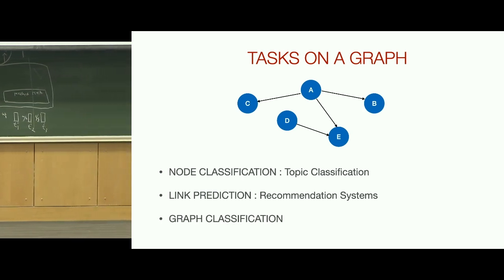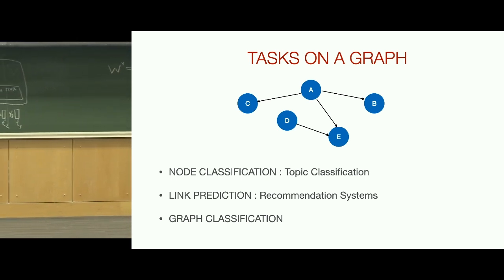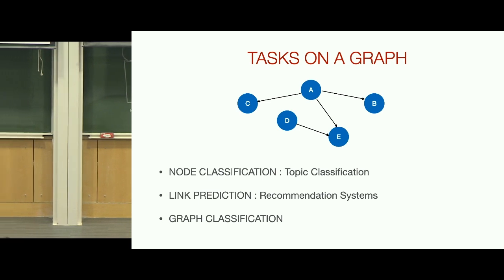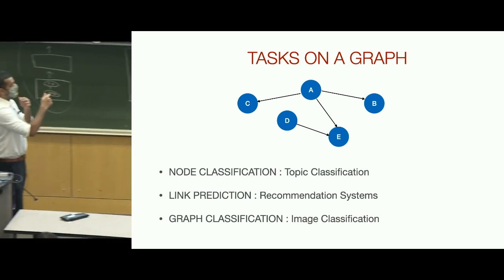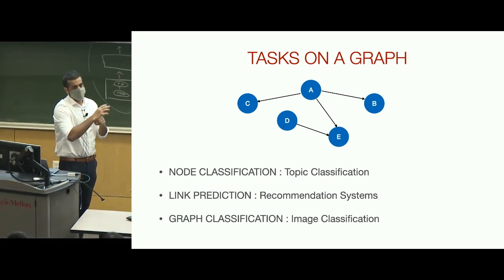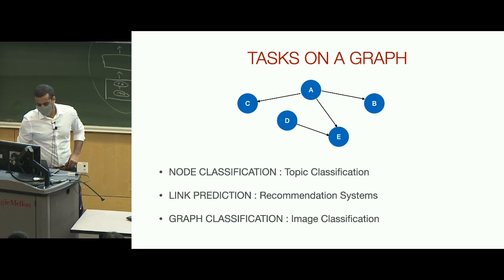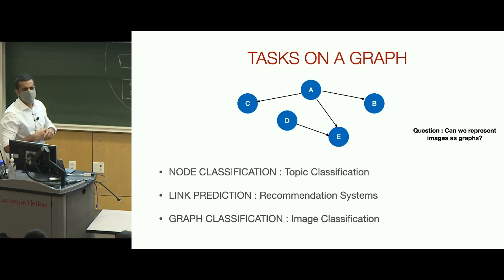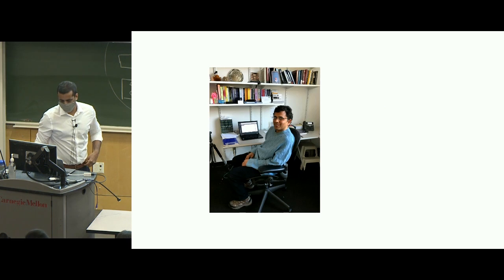And graph classification is basically to try and classify the entire graph based on all the nodes. And I think you've seen this before, a very popular problem, image classification. It can be modeled as graph classification. So I guess the question here is, can we represent images as graphs? Let's try and answer this question, but hopefully by the end of this, you might realize that any kind of data, images, text, speech, we can pretty much represent as graphs.